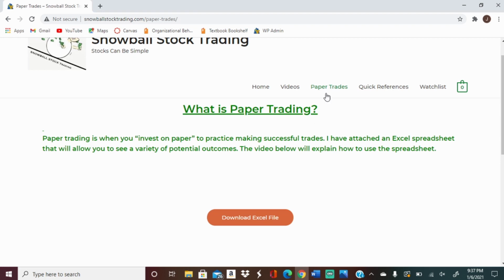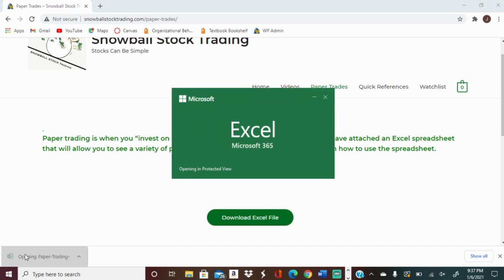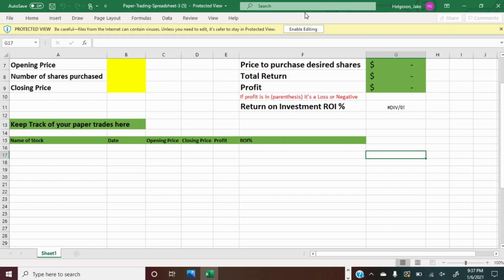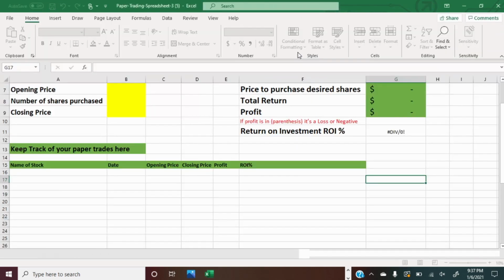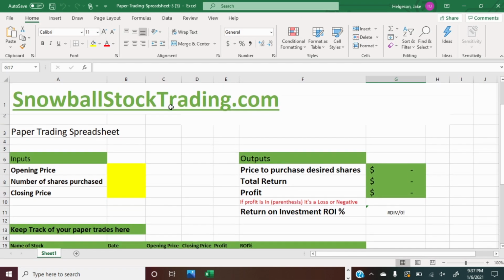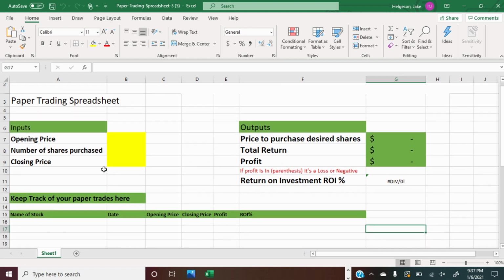So the first thing you're going to do is go to paper trades, and then once this loads, you're going to see this, and you're going to go down to download Excel file. Go ahead and open it up. Once it does, you're going to enable the editing button right here. That way you can actually key into the cells. This looks intimidating, but it's really simple. You guys just need to worry about inputting into these three cells here, and then it's going to output everything over here and calculate it all.